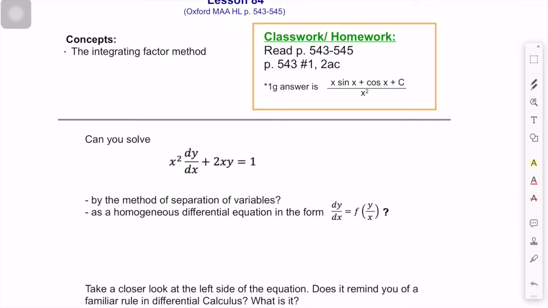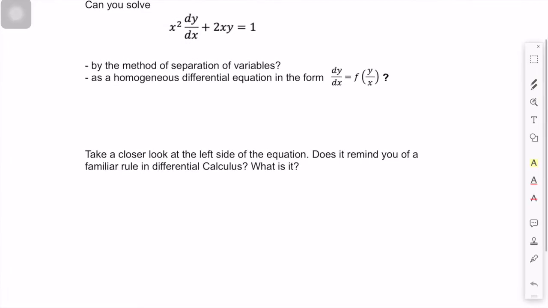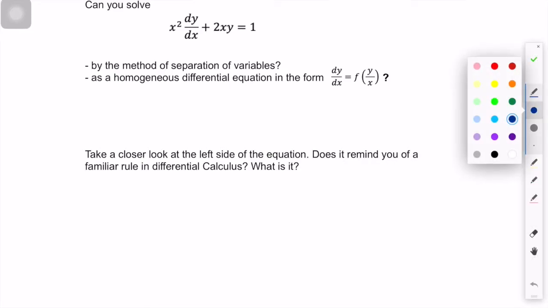Can you solve using a homogeneous differential equation method, meaning you can write everything in terms of a function of y over x and then you separate variables? Take a look. I hope your answer is no, because I don't think it's doable. So now, do we have another way to do this?